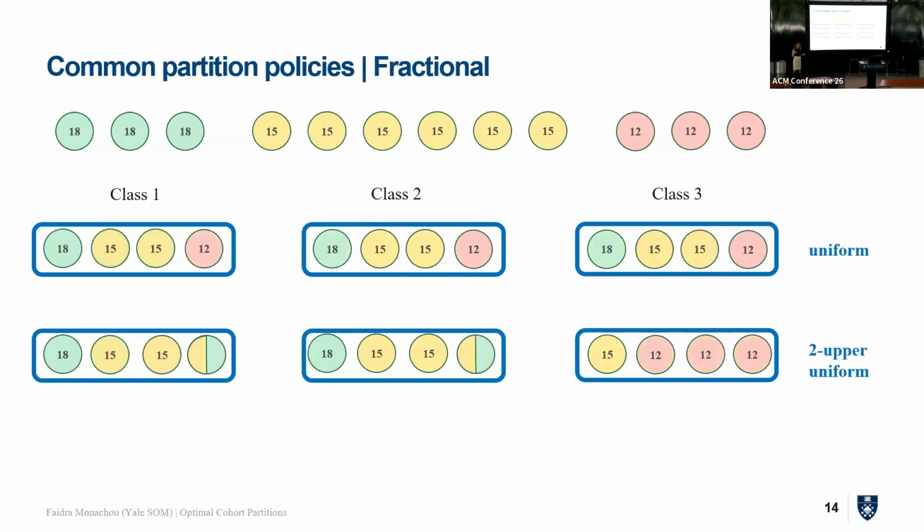In terms of fractional partitions, as I said, no weird partitions come up as optimal. Uniform might be optimal. Uniform is a partition where each class is representative of the population, proportional to the population characteristics. We also have the 2 upper uniform class, which is a special case of a more general class we will see. Basically, we take the sorted partitions, and then we look at the 2 top classes, so the class of the top performing students, and then we uniformly shuffle around so that both classes are the same.